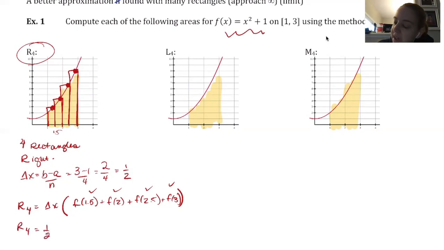So here's my 1/2. I'm going to cheat with a calculator. 1.5 squared plus 1 is 3.25. 2 squared is 4, plus 1 is 5. 2.5 squared plus 1 is 7.25. And 3 squared is 9, plus 1 is 10. Okay, so I'm going to add all of these up.